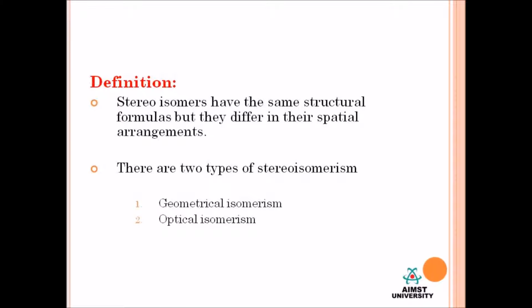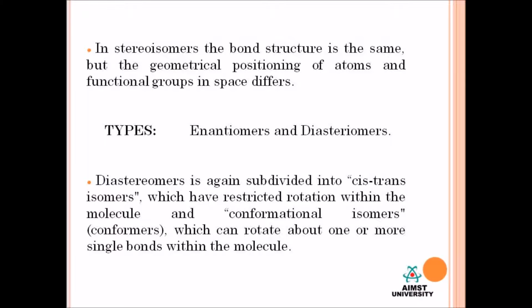Stereoisomers have the same structural formulas, but they differ in their spatial arrangements. There are two types of stereoisomerism: geometrical isomerism and optical isomerism. In stereoisomers, the bond structure is the same, but the geometrical position of atoms and functional groups in space differs. This class includes enantiomers, where different isomers are non-superimposable mirror images of each other, and diastereomers when they are not.